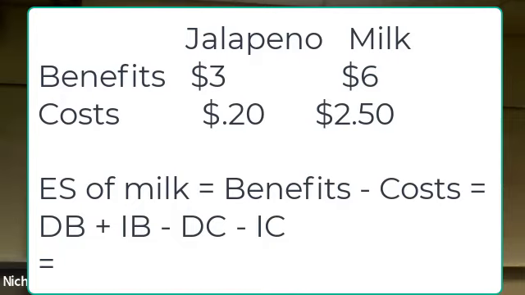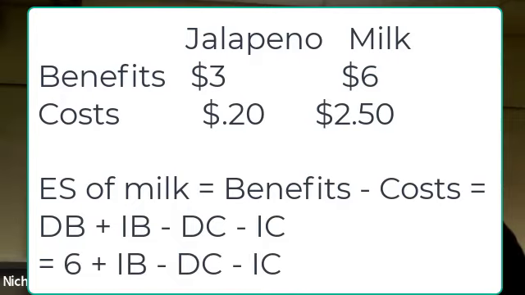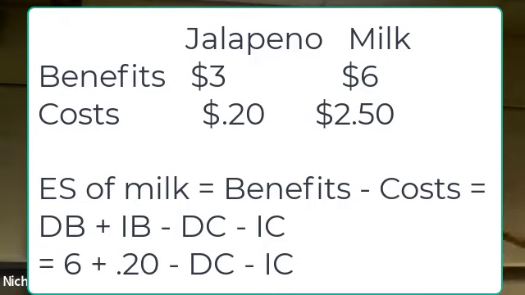Yep. $6 exactly. So we got 6. Plus, what's the indirect benefit of the milk? What's the bad thing that didn't happen because we got the milk? 20 cents, yes. Subtract out the direct cost. What's the direct cost of the milk? $2.50. We'd have to pay $2.50 for that milk.